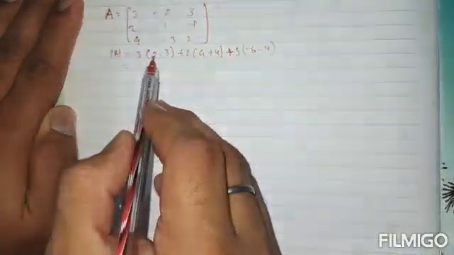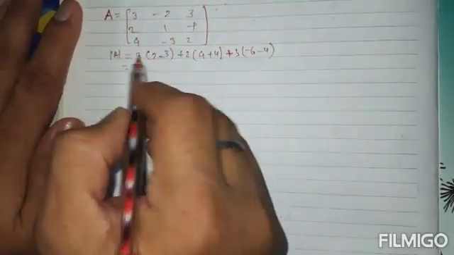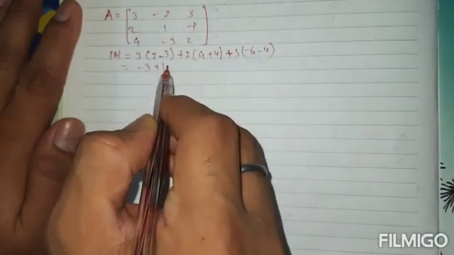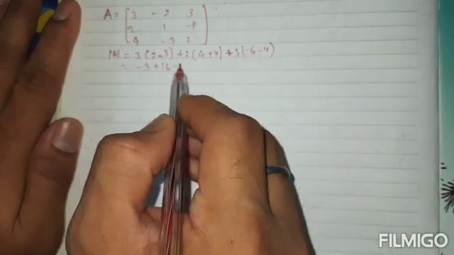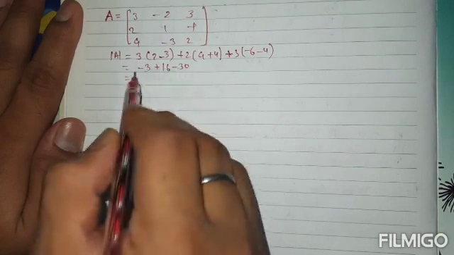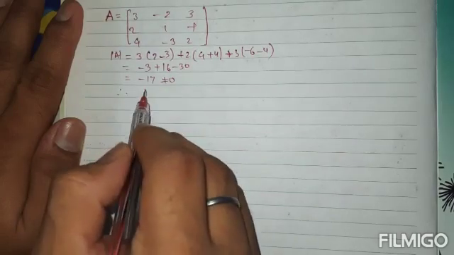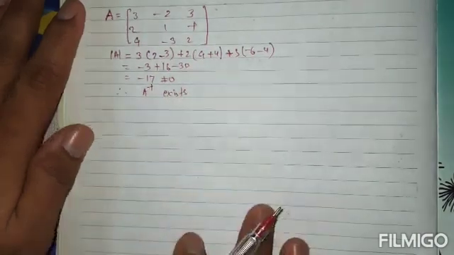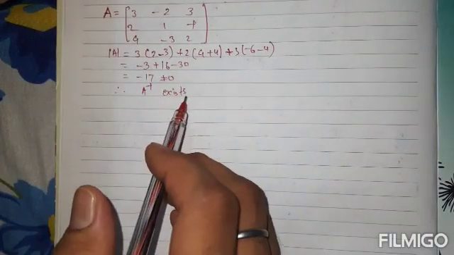So see students, 2 minus 3 is minus 1, so this becomes minus 3. This is 8 into 2, 16, and this is minus 10 into 3, that is minus 30. So this will become 16 minus 33. 16 minus 33 is minus 17, which is not equal to 0. Therefore we have to write that A inverse exists. A inverse exists here, which means the system of linear equations can be solved using the matrix method.